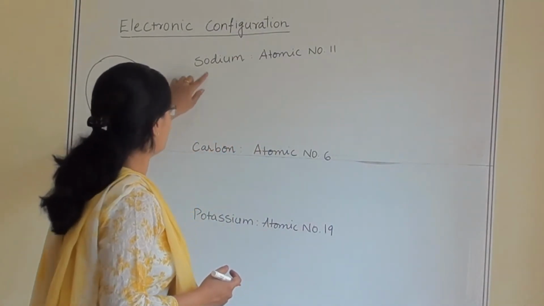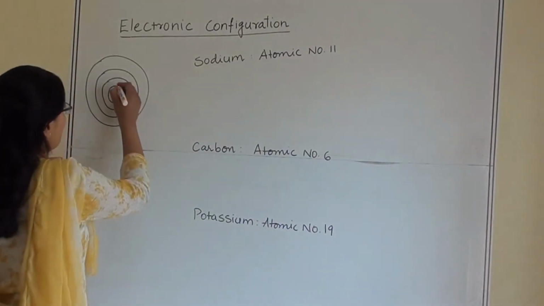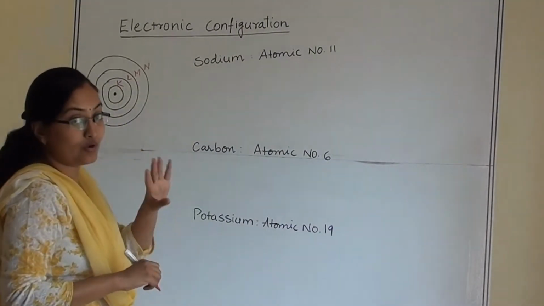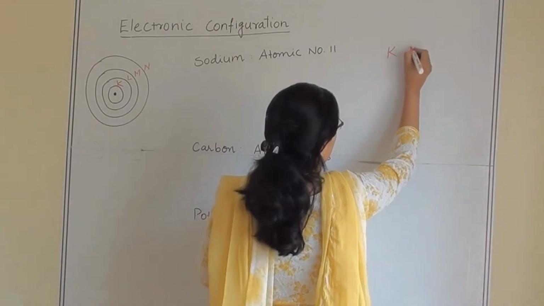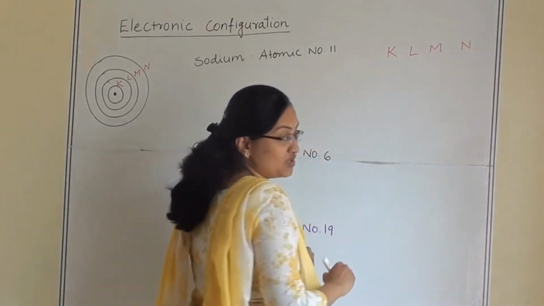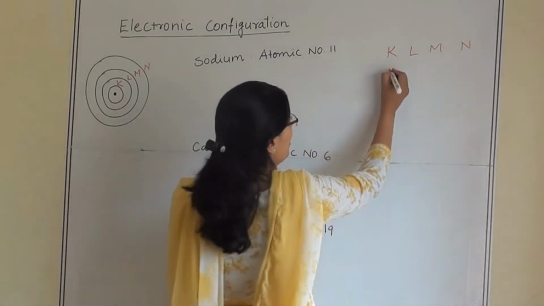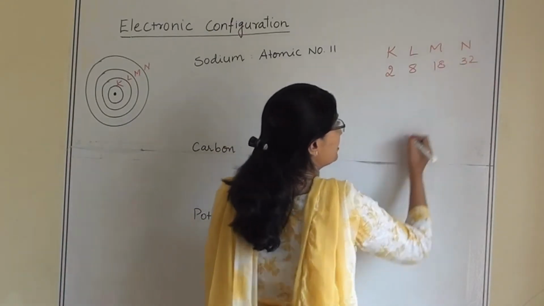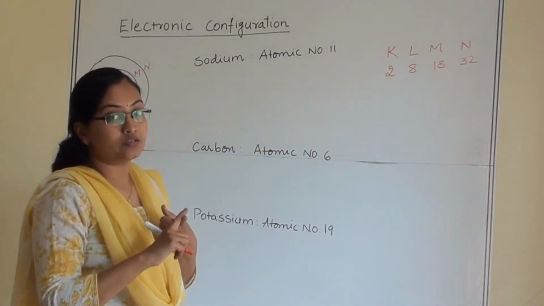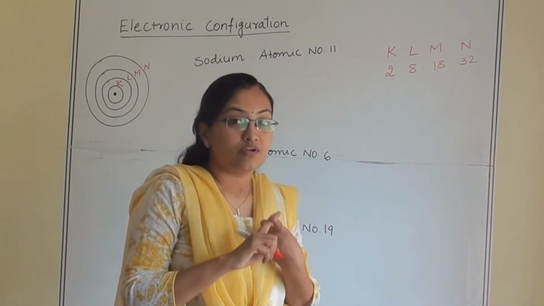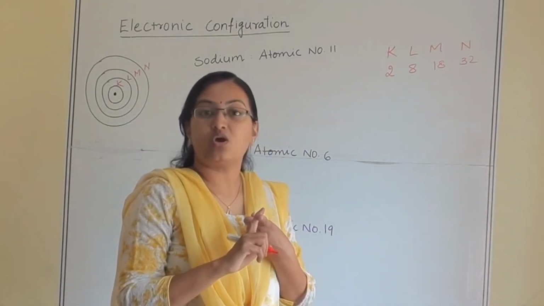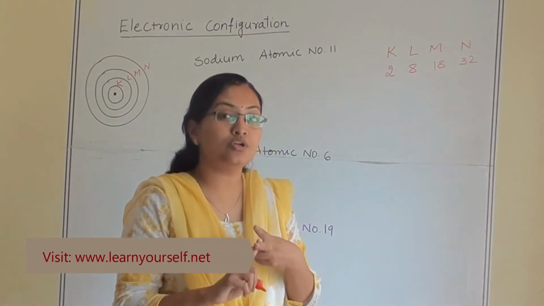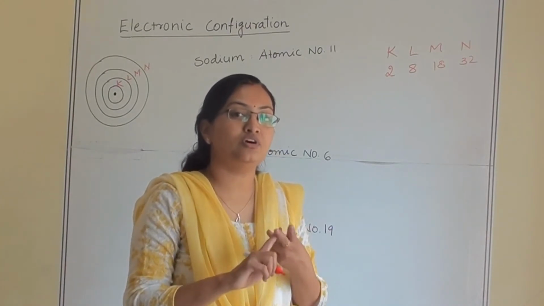First we have sodium. Let us revise our concept of orbitals, that is K, L, M and N. We do have 4 orbits. What is the maximum capacity of each orbit? 2, 8, 18 and 32. And what is rule number 1? If the maximum capacity is 18, we cannot put more than 18. And what is rule number 2? The most important rule is we cannot put more than 8 electrons in any of the orbits.